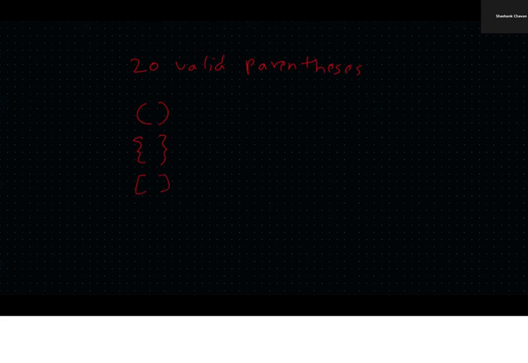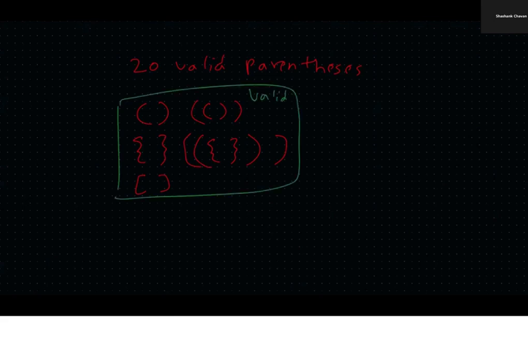And there can be a scenario where there will be multiple square bracket openings and closings, right? Or there could be a scenario where it will have a combination of all, like this. Okay, so these are all the valid parentheses, right? Valid, right?